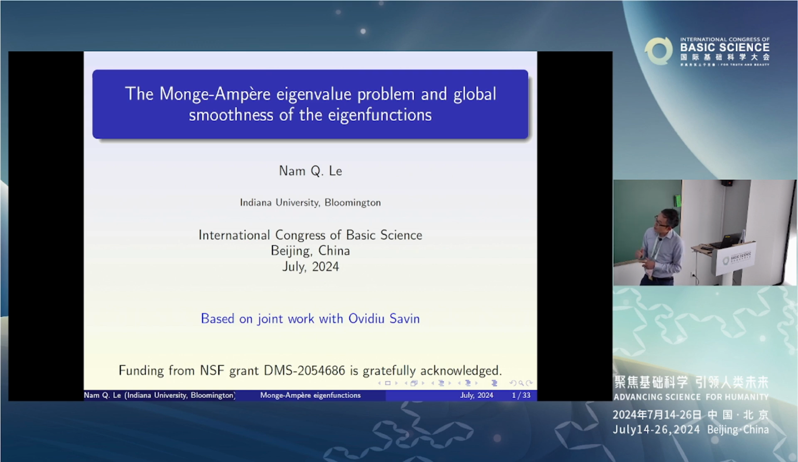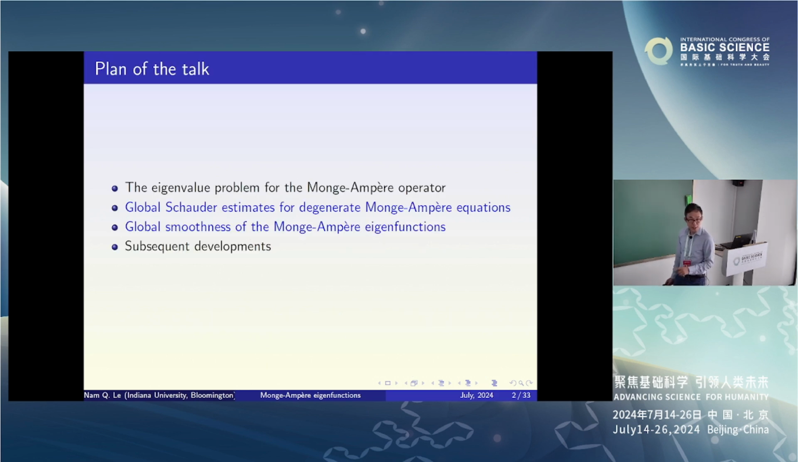So today I will talk about the eigenvalue problem for the Monge-Ampere operator and the global smoothness of the eigenfunction. I will briefly introduce the eigenvalue problem for the Monge-Ampere operator. Then I will talk about the global Schauder estimate for the degenerate Monge-Ampere equation and how it is applied to the global smoothness of the Monge-Ampere eigenfunction. And if time permits, I will talk about some subsequent developments.